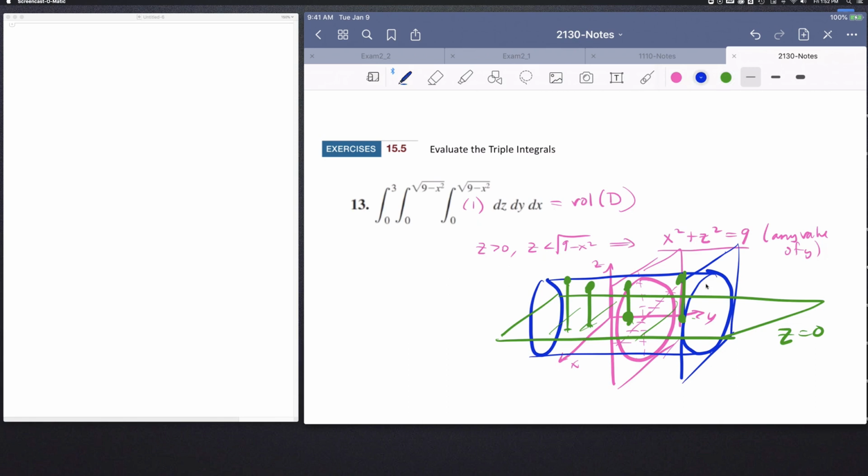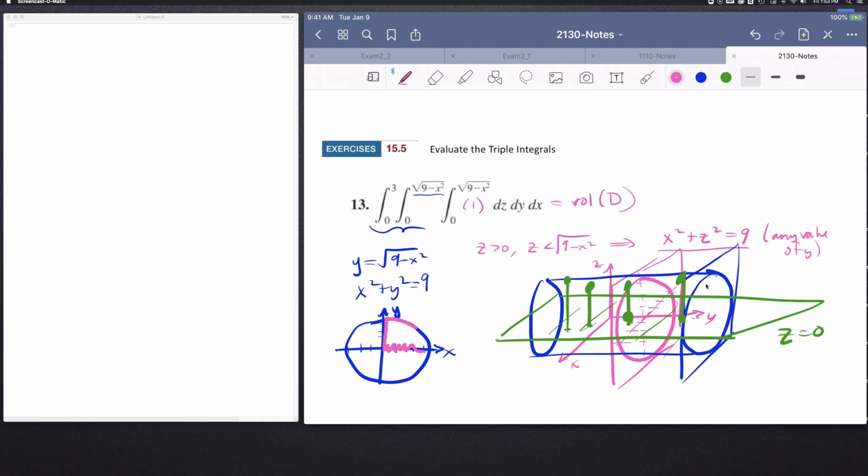Okay, so now we start focusing on the y's. y is bigger than 0, and we've seen the square root of 9 minus x squared before. That says that y is equal to the square root of 9 minus x squared, so x squared plus y squared is equal to 9. But y had to be bigger than 0. So we can tell that x squared plus y squared equals 9 in the xy plane, we're going to have a circle of radius 3 again. But x is going to go from 0 up to 3.